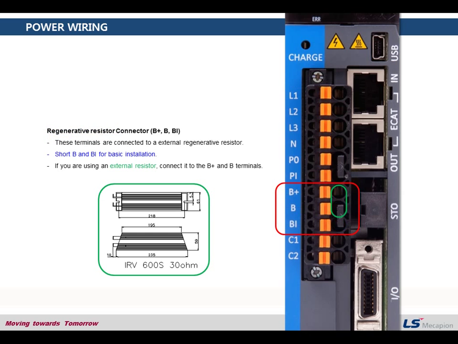However, in case the higher regenerative power returns from load to drive, the external regenerative resistor is required. To use this external regenerative resistor, B plus and B terminals need to be connected to external resistor. If there is not enough regenerative resistor for the operation, the alarm 41, that means overvoltage, may occur. So setting enough regenerative resistor is required for normal operation.